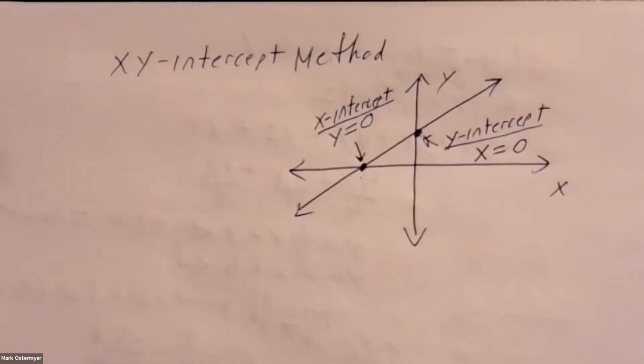In fact, that's how you find the x-intercept. You always set y equal to 0. To find the y-intercept, you always set x equal to 0. So you always set the other variable equal to 0 to find an intercept. That's the easy way to remember it there.